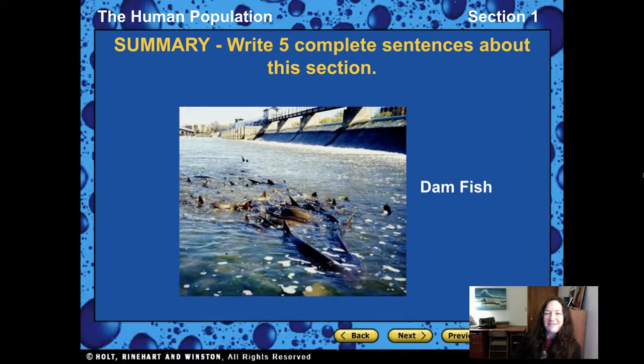All right, guys, so we are writing a 5-sentence summary. Read through your notes again and try to write some of the key points of this section.